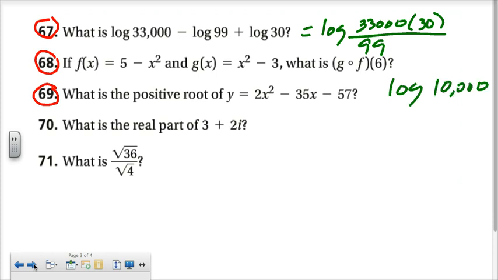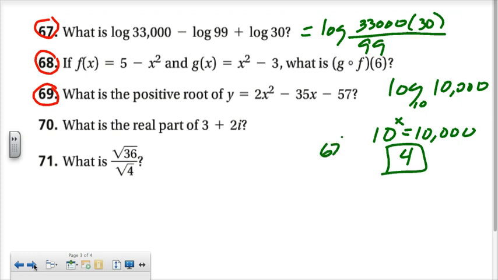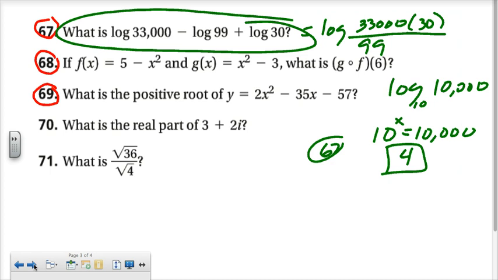Well, wait a minute. That's a base 10. 10 to the something definitely equals 10,000. And that something is 4. Pretty doggone cool way to write 4 right there for number 67. You know how I feel about those. I love those kind of problems.